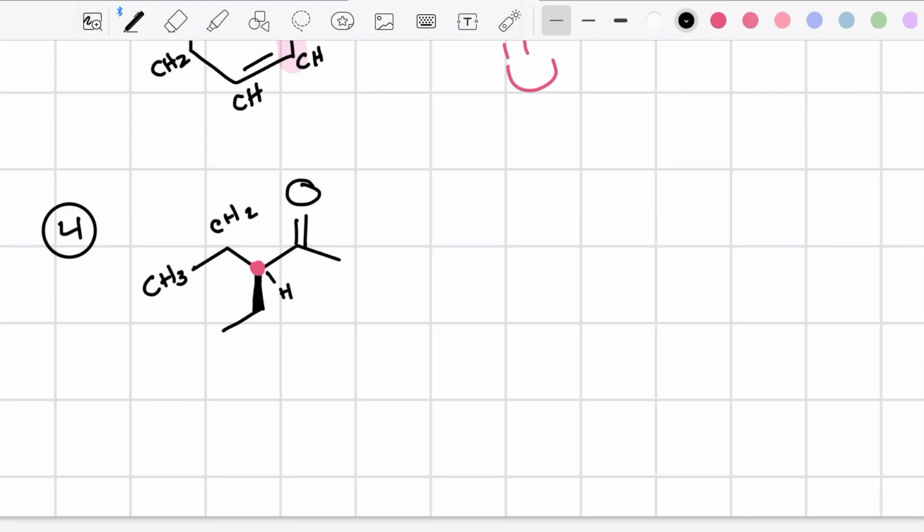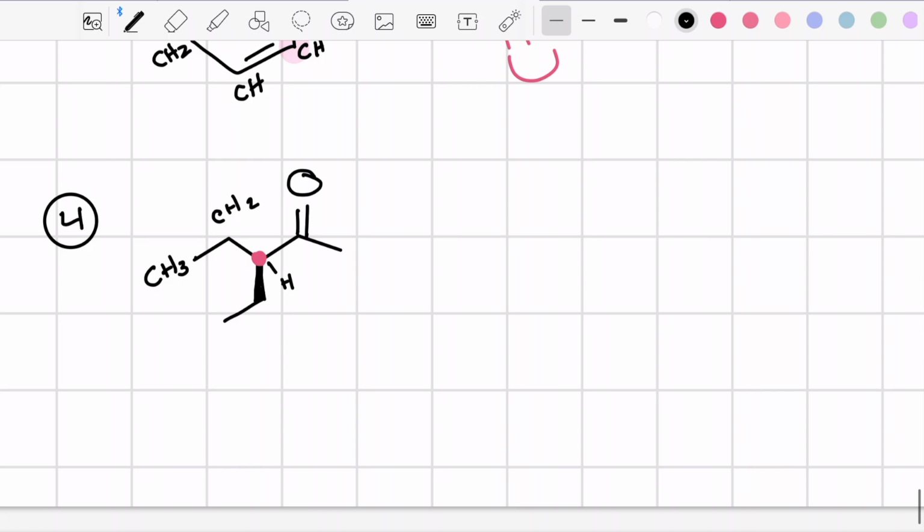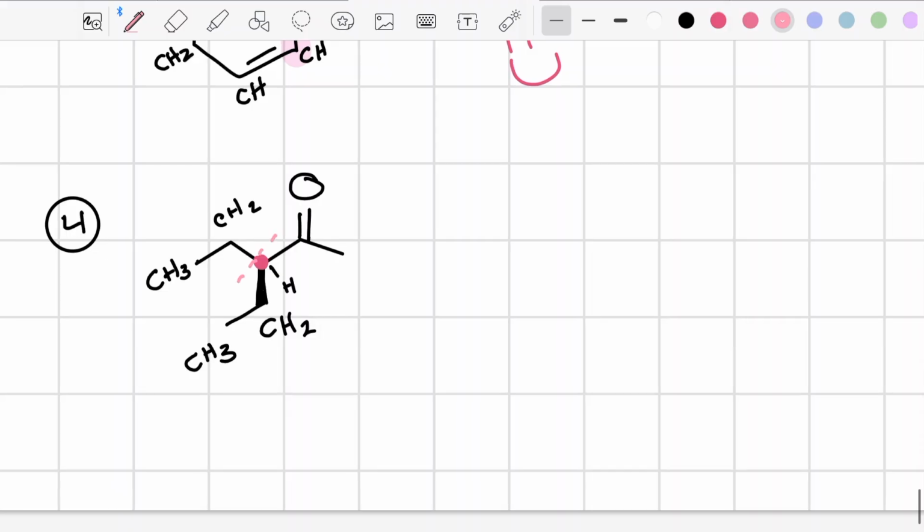If we look here, this looks a little different, but it is actually the same. Despite having a wedge, it's a CH2 and a CH3. There's a little line of symmetry here, actually. So those are the same, and because they are the same, there are actually only 3 groups, and this does not have a chiral center. No chiral center.